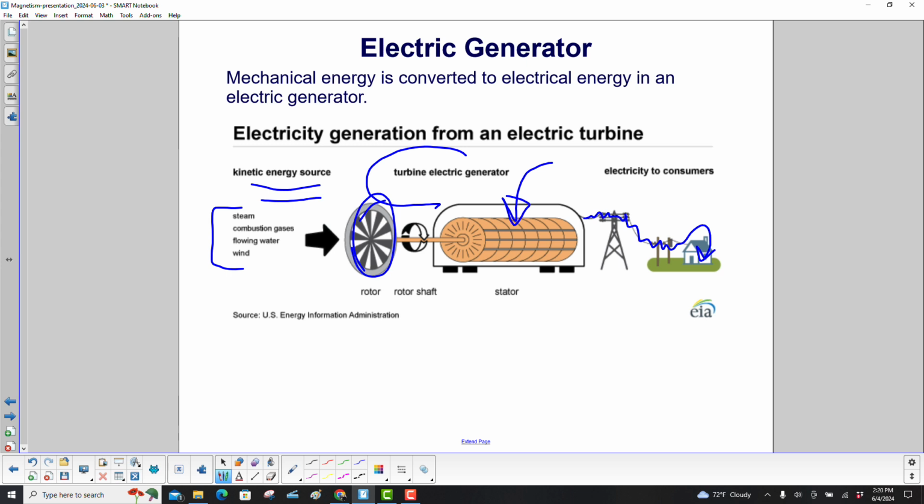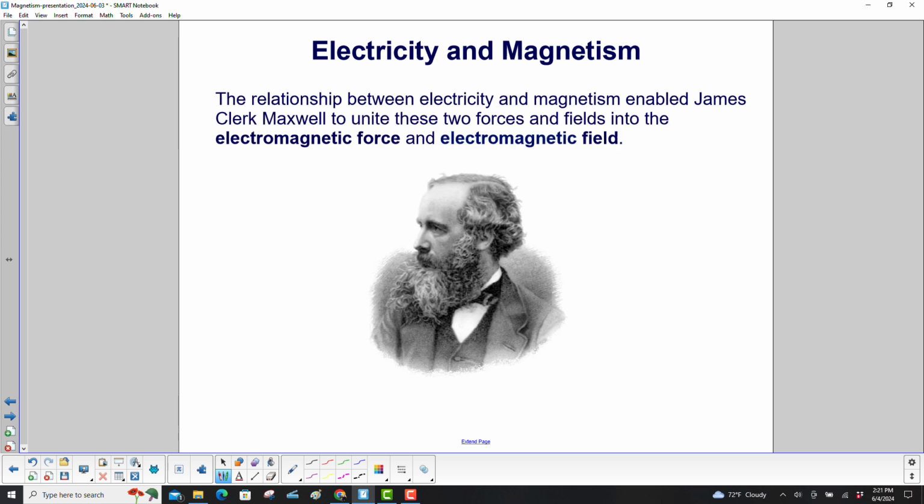The relationship between electricity and magnetism enabled James Clerk Maxwell to unite these two forces and fields into the electromagnetic force and electromagnetic field.